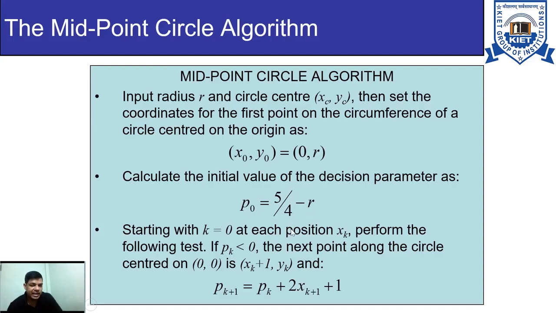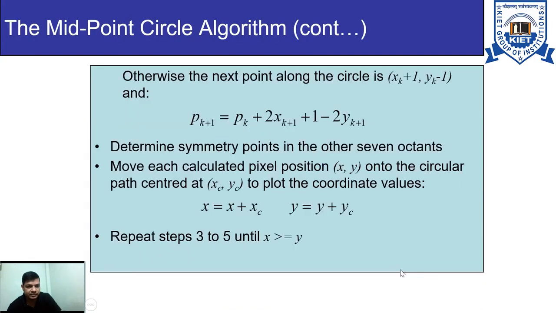And if you are doing the integer calculation, you can assume the value of 5 upon 4 as 1, so it becomes p0 is equal to 1 minus r. Now you have to check the value of p0 whether it is less than 0 or greater than 0. If the value is less than 0, then we will increment the value of x, but we will not change the value of y, and the pixel parameter will be given as pk plus 1 is equal to pk plus twice of xk plus 1 plus 1.